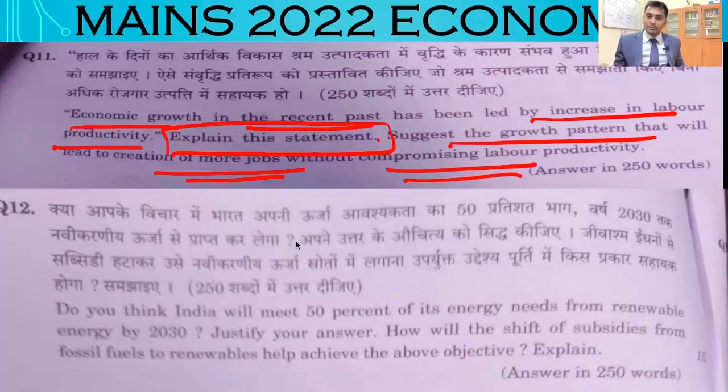Growth pattern that will lead to more jobs without compromising labor productivity. Now if you look at this question, this is a somewhat challenging question. It is challenging because of 2 reasons. One reason is no one expects that the economy in the recent past is growing with an increase in labor productivity. By the way, what is an increase in labor productivity?